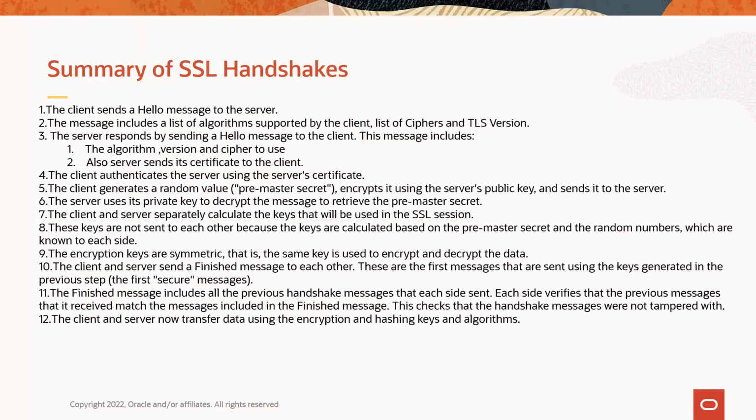And the information it has is a list of algorithms, a list of ciphers, and the TLS version. So for the client hello packet, the server should respond, right? The server responds by sending a hello message to the client, and this message includes, hey, you sent me this list of algorithms, this version, and this list of ciphers. From these, I'll choose one cipher, I'll choose the version, and I'll choose the algorithm.